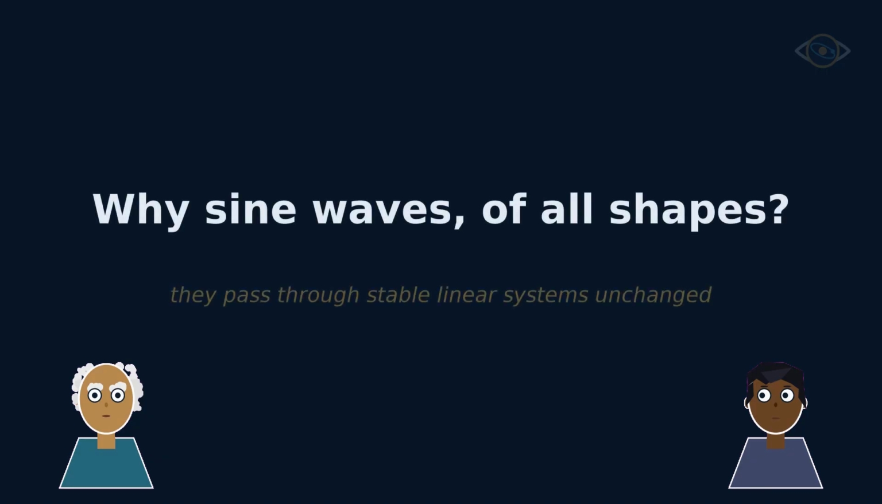You might ask, why build everything from sines and not some other shape? Because a pure sine is special. Push a stable, linear system with one, and out comes the very same frequency, only rescaled and delayed. So sines are the shapes that don't get scrambled. That's why they're the natural language for waves and circuits.